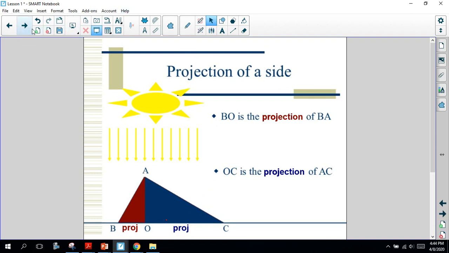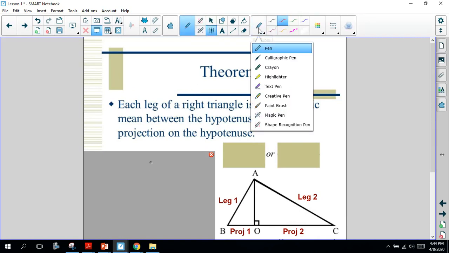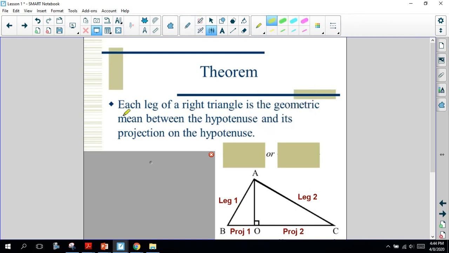We need to know those terms because as we get into the next theorem, it talks about exactly that. It says each leg, and once again, I'm going to highlight, I remember wording to help me remember these theorems. It says each leg of a right triangle. So I remember that when we're talking about the leg, we're talking about the leg of Papa Bear. We're not talking about baby or Mama Bear. So we're talking about the leg of Papa Bear.